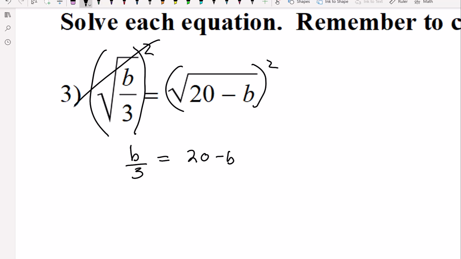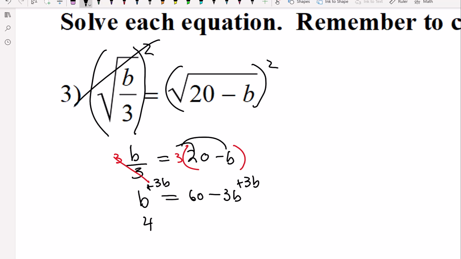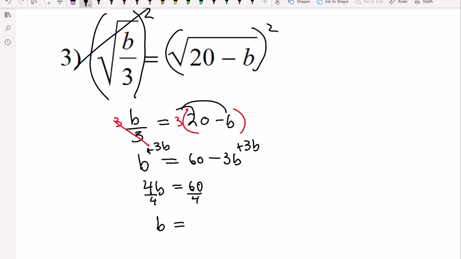Now you could get b to the other side, find the same denominator, all of that. I think the easiest approach here is let's just multiply both sides by 3. I think that's probably the easiest method. So b is equal, 3 times 20 is 60. There's a subtract sign, and then 3b. So we're just going to add 3b to both sides. So we now have 4b is equal to 60. When you divide both sides by 4, b is equal to 15, and then you've got to check.